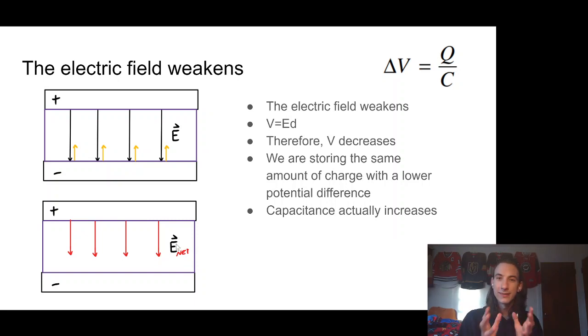So then this is the weirdest part. This is a part that I'm still struggling with a little bit. The electric field is weakened. We talked about before that we have this equation that tells us the potential difference equals the electric field times the distance between these two things. So if we weaken the electric field, we've also weakened the potential difference. And we have this equation that says our capacitance is related to charge and potential difference, by saying the potential difference is how much charge we can store per capacitance.